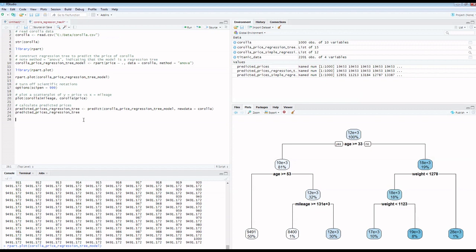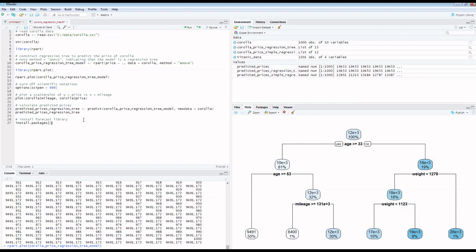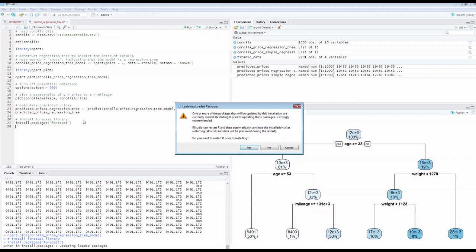Okay, anyhow, now I have to calculate my measures, right? How well my model is doing. For that we're going to use another library which we didn't use before. So I'm going to install forecast. The library is called forecast, not surprisingly, right? So install, just like we always do, install.packages, and the package is called forecast. Now I have to run it.